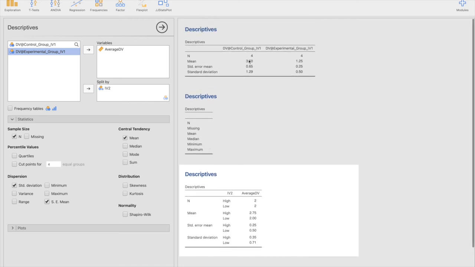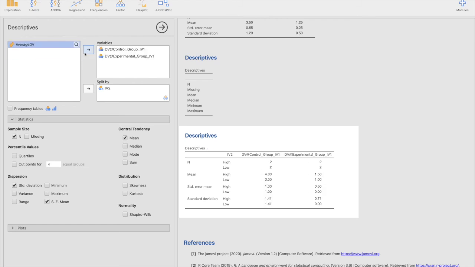So now I have my 2 main effects represented, and I want to go ahead and get my cell means. So it's a 2 by 2, so there should be 4 cell means, and you can see all I had to do is split my data by my independent variable and put both of my dependent variable at control group and dependent variable at experimental group into the variables, and you can see that I have, for high at the control group, 1 mean. For high at the experimental, I have this mean. For low at the control group, I have a mean. For low at the experimental, I have this mean.